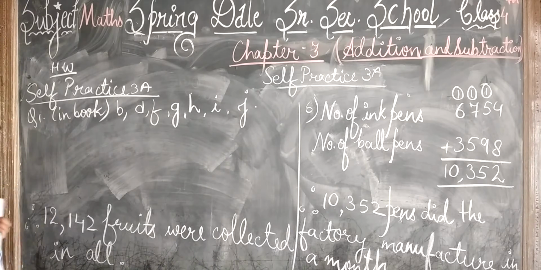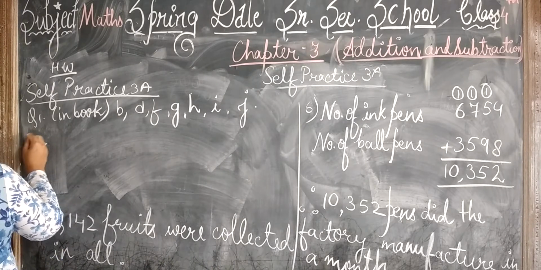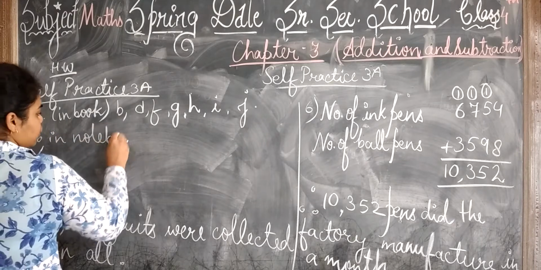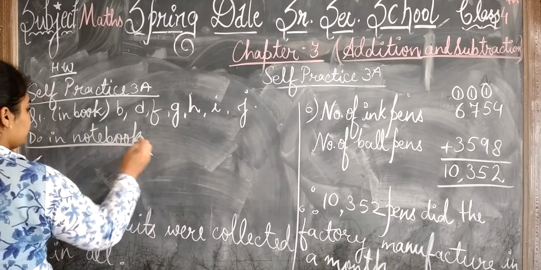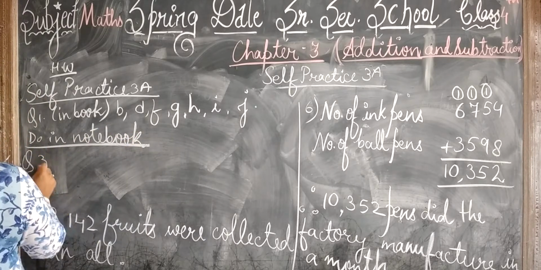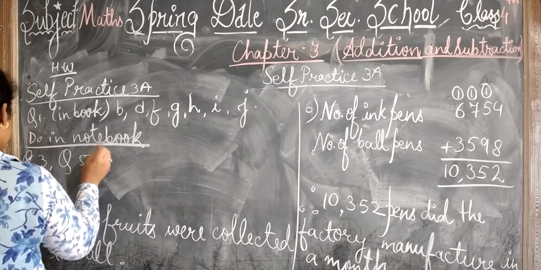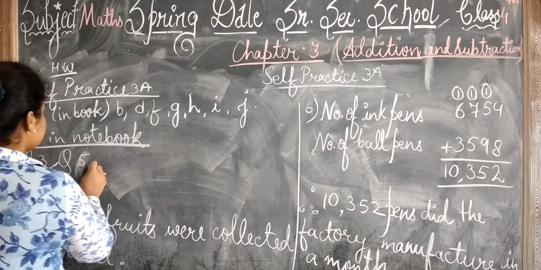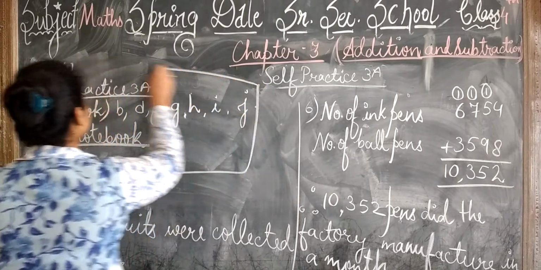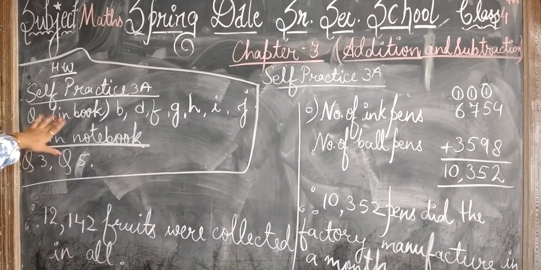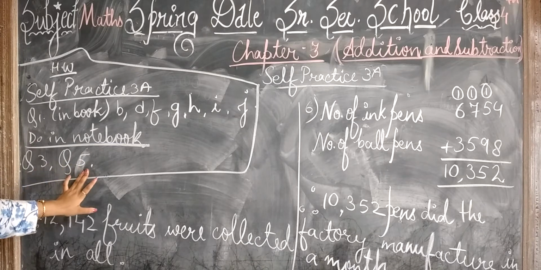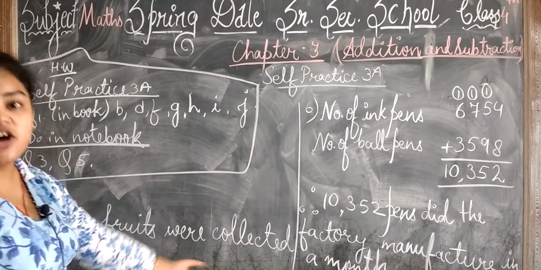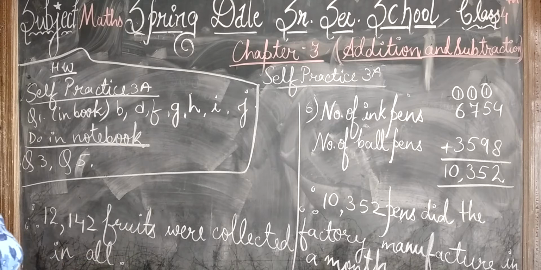Okay children, now coming to the next we have to do in the notebook. Question number 3, question number 5. Okay children, now this is the homework which you have to do in your book and in the notebook. Question 3 and 5 in your notebook, and these questions in your textbook, and this is the work which I have done on the blackboard. You have to just copy the same work in your classwork notebooks.